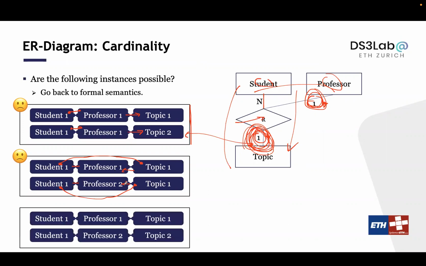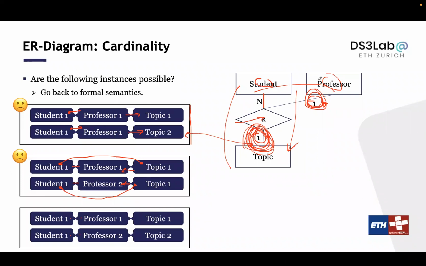How about this one? You have student one, professor one, topic one, and student one, professor two, topic two. Again, the way to think about this is you go through all the cardinality constraints and see whether any is violated. If you look at the cardinality constraint about the topic, it means that student and professor uniquely identify a topic. In this case, the student and professor pairs are different, so this constraint will always be satisfied. You cannot find in this database the same student and professor values corresponding to different topics.